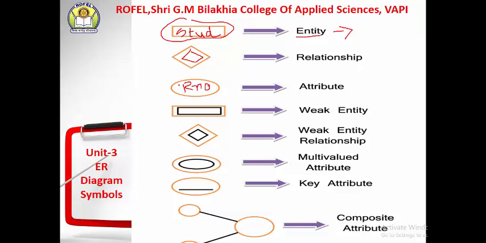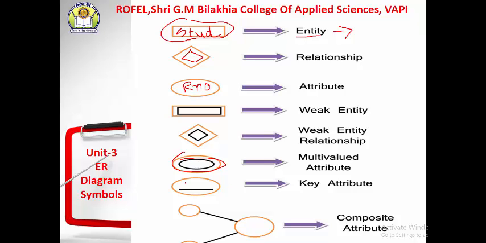This is a simple attribute, but if the attribute is a key attribute, multi-value attribute or composite attribute, there are some different symbols used to represent the attributes. Like a multi-value attribute is represented in this double oval shape. And the key attribute is represented with an underline under the particular attribute.